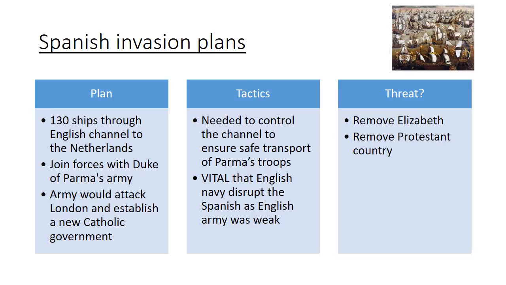Obviously, when you're loading soldiers onto ships, it takes time, so this would have enabled the English to go in and attack them. They didn't control any deep port where they could anchor up and then, a bit like a marina, get their troops across easily. So they must have secured control of the channel. The English realised this was the Spanish weakness, and they became intent on disrupting the Spanish, as the English army was weak and wouldn't be able to repel the Duke of Parma. So the threat was obviously getting rid of Elizabeth and removing a major Protestant country in Europe.